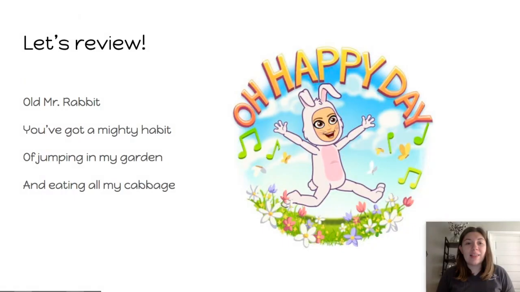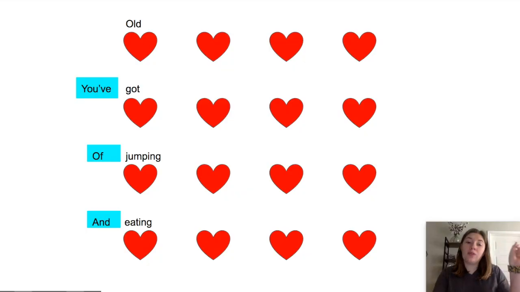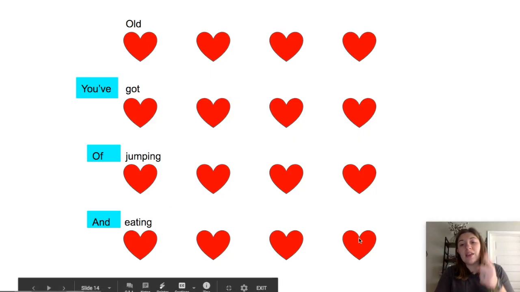Have fun. Let's sing Old Mr. Rabbit. Sing and follow my motions. Ready, and Old Mr. Rabbit, you've got a mighty habit of jumping in my garden and eating all my cabbage. Sing and point, pointer fingers, whoop! Ready, and Old Mr. Rabbit, you've got a mighty habit of jumping in my garden and eating all my cabbage.